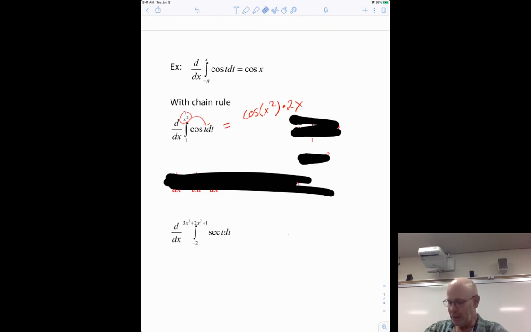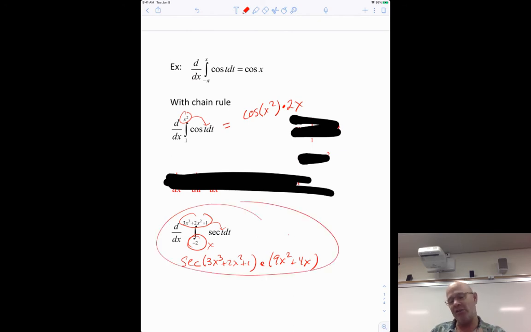It can be as complicated as you want. This 3x cubed plus 2x plus 1 is going to wind up in there. So we get secant of 3x cubed plus 2x squared plus 1. And then we have to multiply it by the chain rule, the thing that's inside of it, which is 9x squared plus 4x. We're actually going to extend this idea later on and put variables here also, but that's coming a little bit later. So now this is really all you have to be able to do for now.